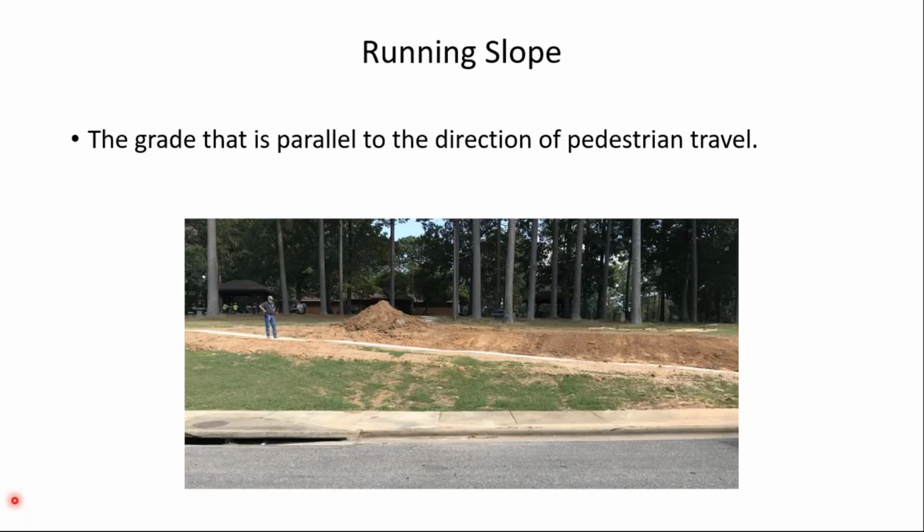Running slope. That's the grade that's parallel to the direction of pedestrian travel. So here we have an individual, looks like maybe the inspector, kind of near the top of this ramp. And if he were to start moving forward down that ramp, we would say he is going down the running slope or going down grade, because it's parallel to the direction that he's traveling.